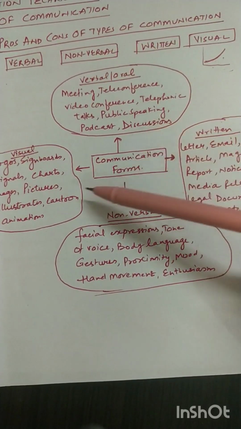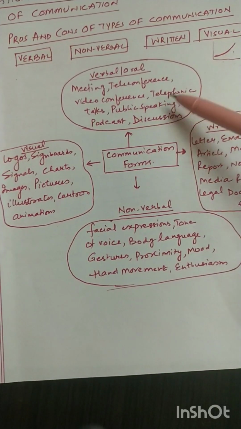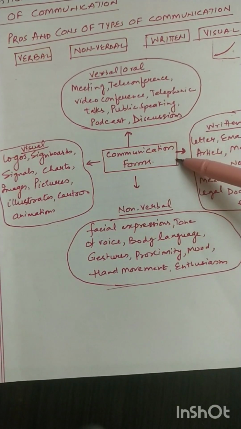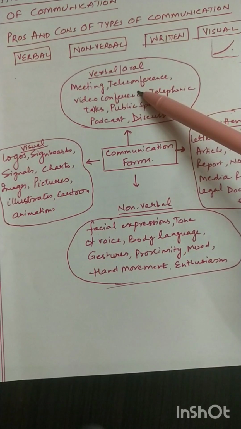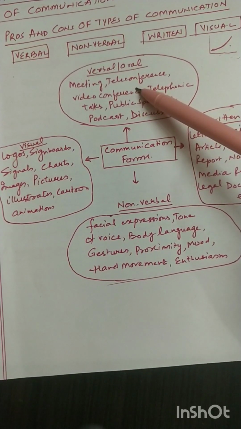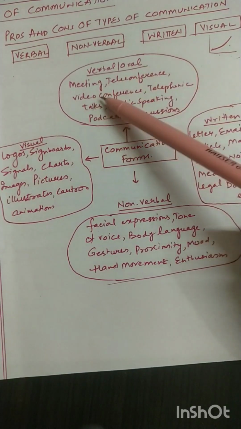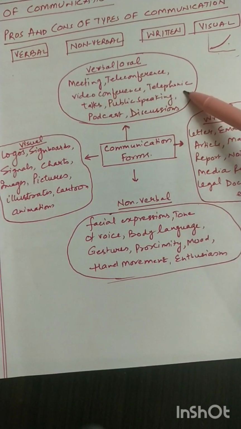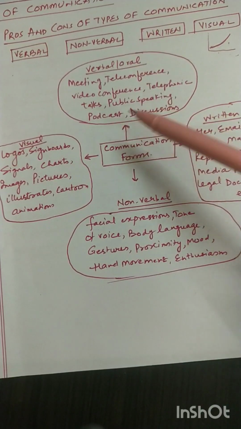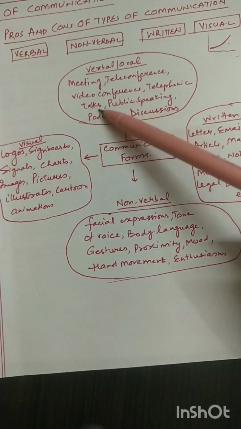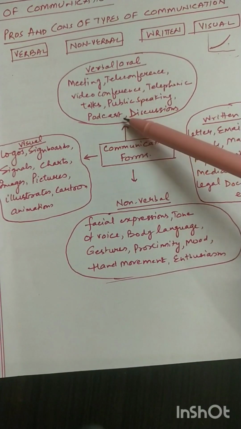Now let's talk about your verbal communication forms. What are the different ways? Meaning, examples we are talking about. In verbal or oral communication there are meetings, teleconferences, video conferences, telephonic talks, public speaking, podcasts, discussions. These days podcasts are very much in the picture.